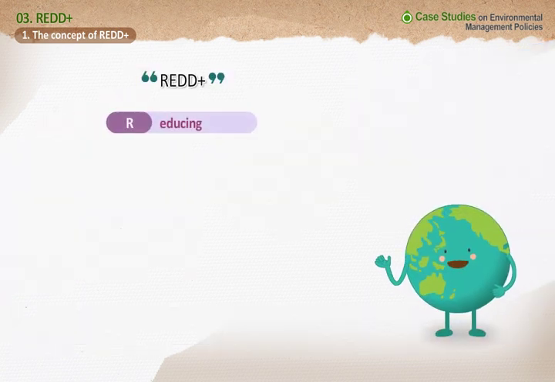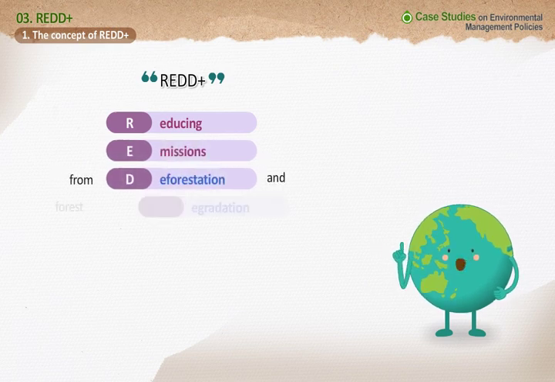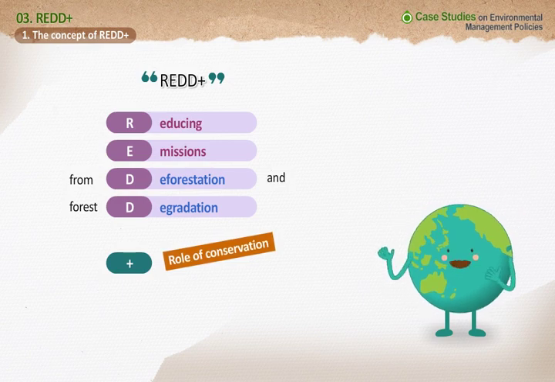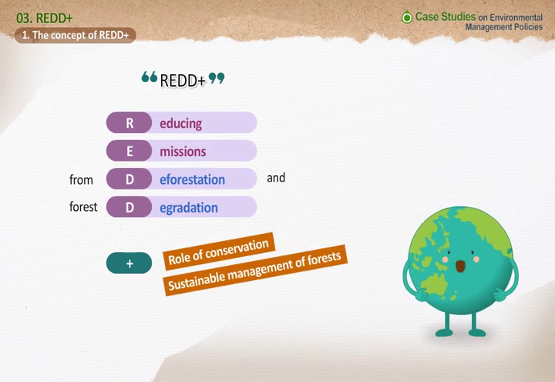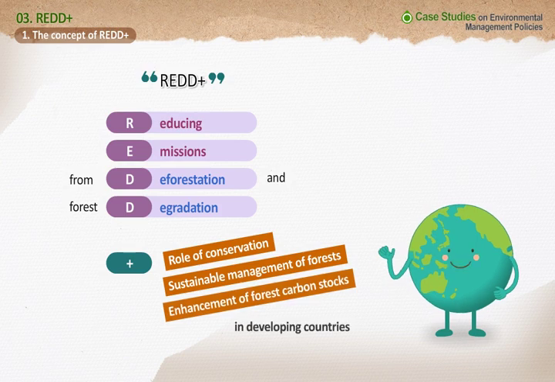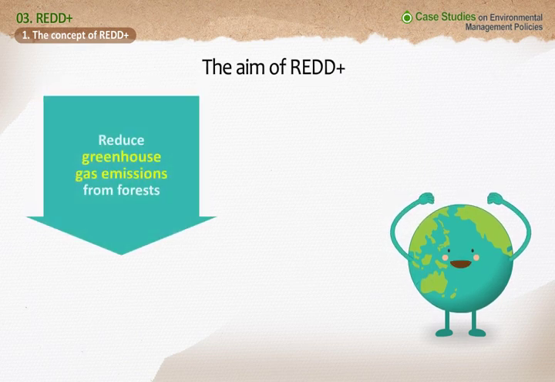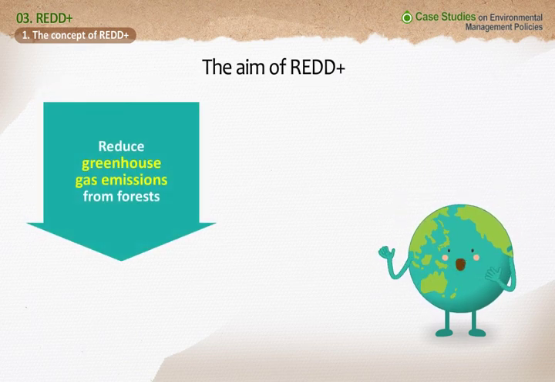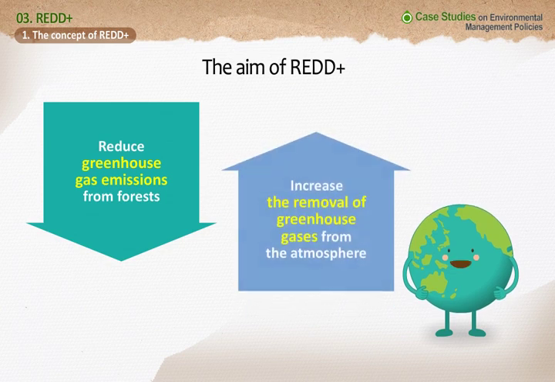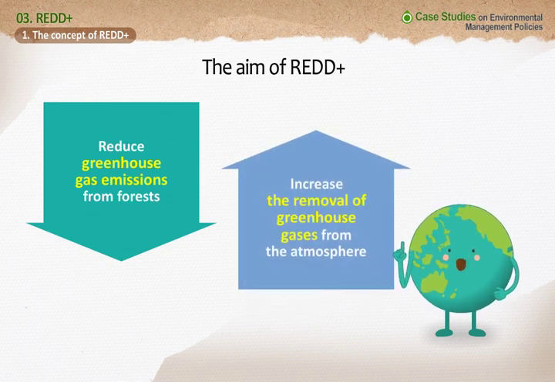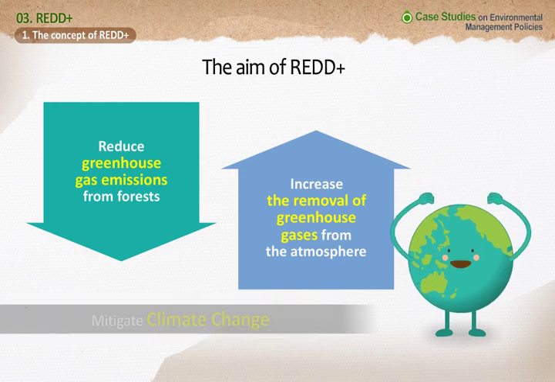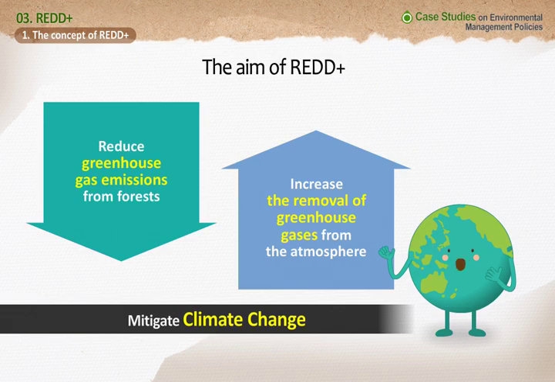REDD stands for Reducing Emissions from Deforestation and Forest Degradation, while the plus refers to the role of conservation, sustainable management of forests, and enhancement of forest carbon stocks in developing countries. The aim of REDD+ is to reduce greenhouse gas emissions from forests and increase the removal of greenhouse gases from the atmosphere by forests in developing countries. The aim of REDD+ is thus quite clearly to mitigate climate change.